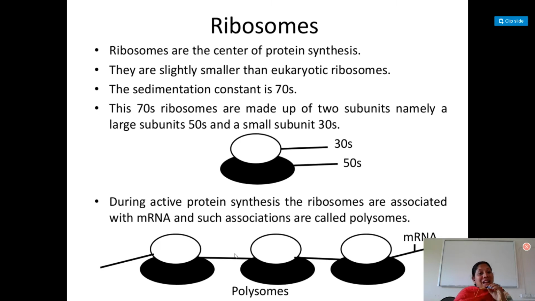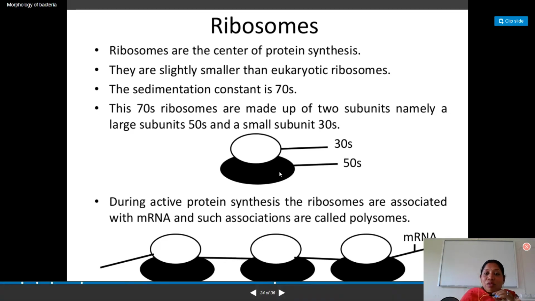The next one is ribosome. Now ribosomes are the center of protein synthesis. Yes, you must have studied in your +2. Now they are slightly smaller than eukaryotic ribosomes. The sedimentation constant is 70S. Now S stands for the sedimentation constant. You can see these 70S ribosomes are made up of 2 subunits, namely the largest subunit which we call 50S and the smallest subunit which we call 30S.